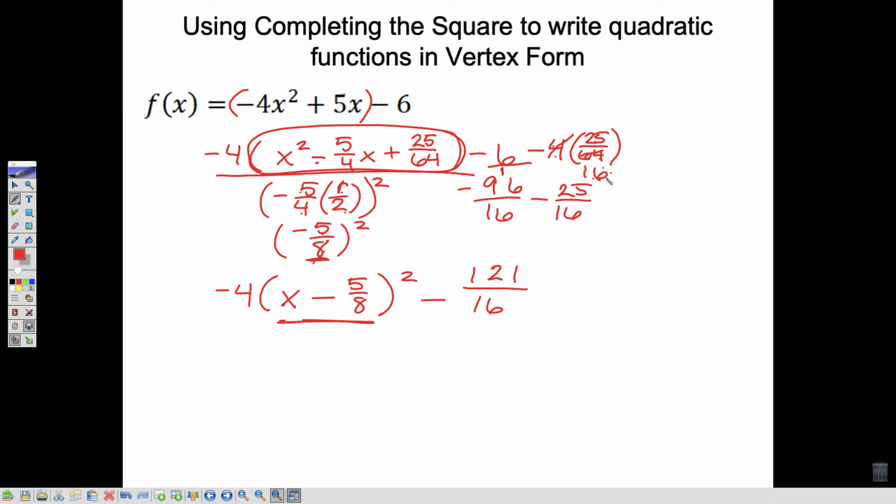Okay. So now I have 121 over 16. Can I reduce that? No. 121 is 11 squared. And now I can ask you, where is the vertex?